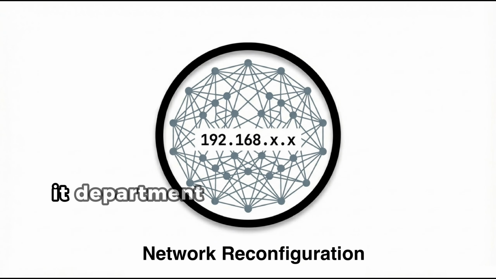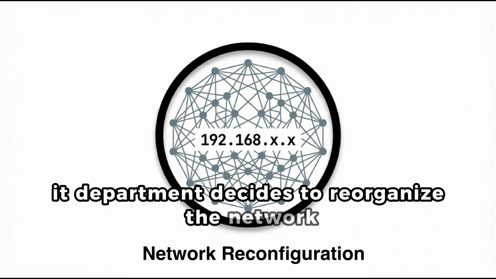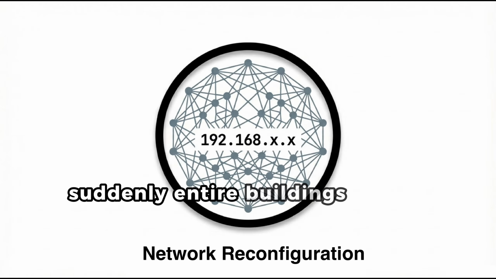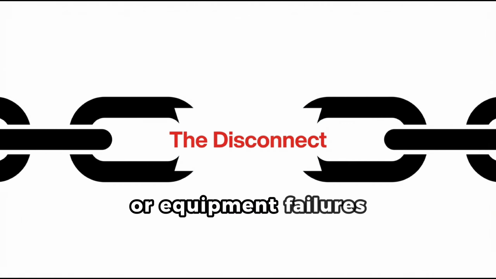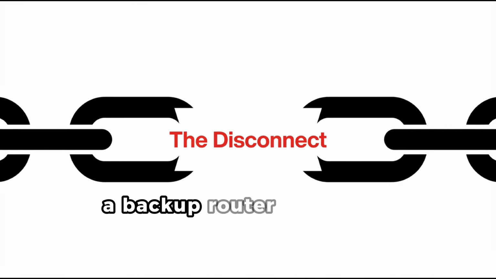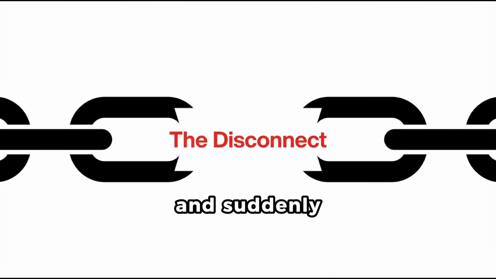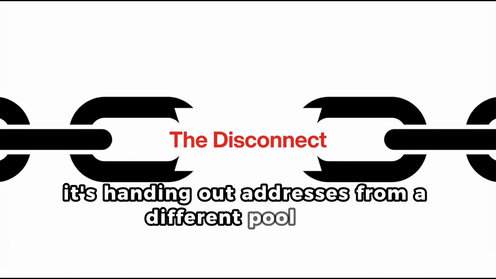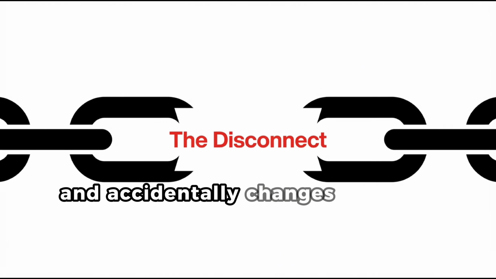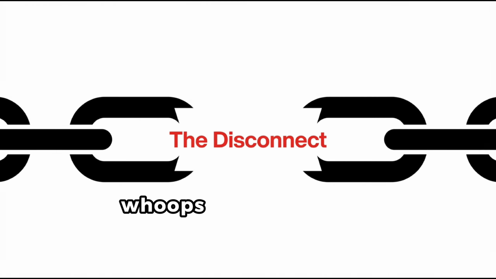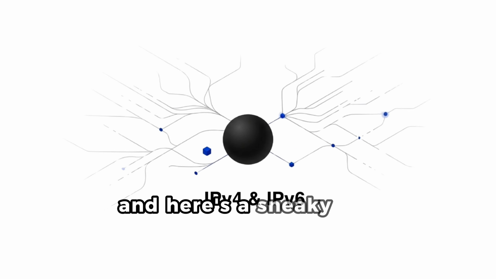Then there's network reconfiguration. Maybe your IT department decides to reorganize the network. Suddenly, entire buildings are on different subnets with different address ranges. Everyone's address just shifted. Or equipment failures. A router dies, a backup router takes over, and suddenly, it's handing out addresses from a different pool. Drift. Or someone fat-fingers a configuration and accidentally changes the DHCP range. Whoops, everyone drifts.